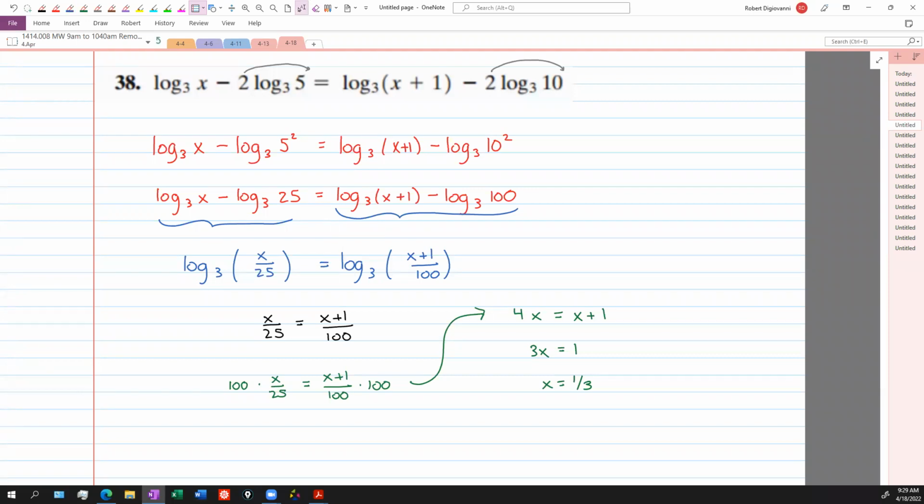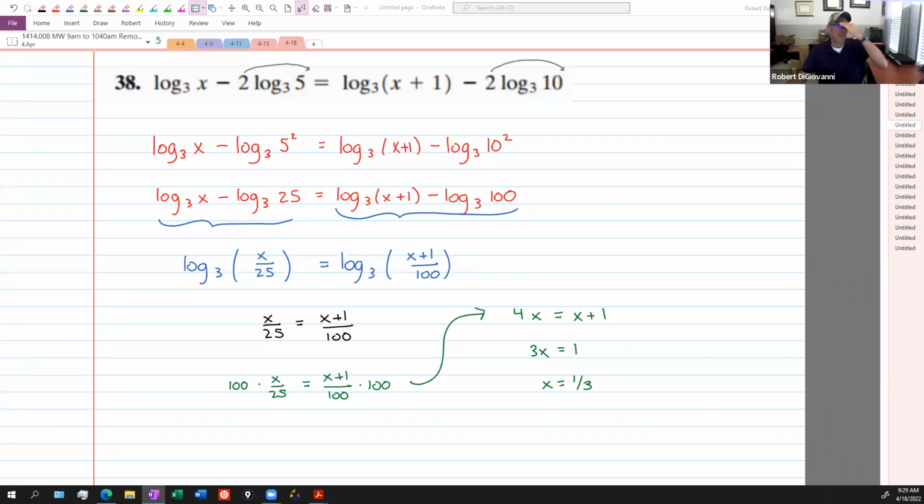Take another 30 seconds to look at that, see if anything there doesn't make sense. Okay, who has a question? Does anyone have a question about any of these steps? Anything in the red or blue or black?